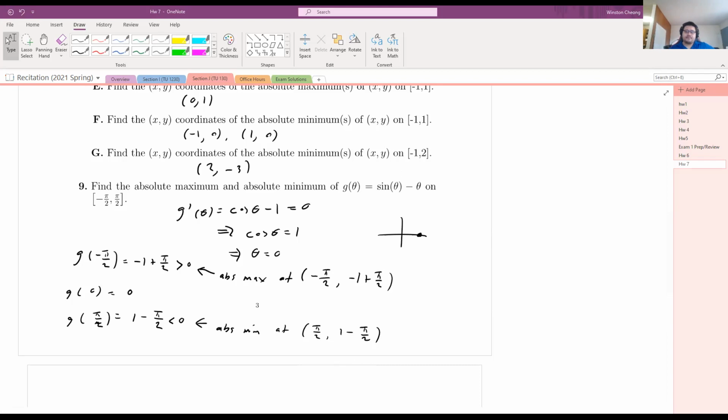All right, any questions? Well, if not, then we'll end here. Next time we'll do 10 and 11, which are problems very similar to this, so it's a good idea to try going through them before next time.